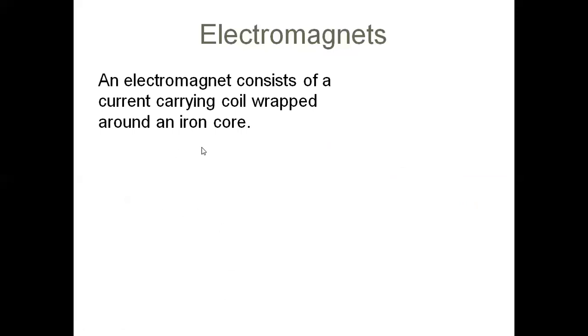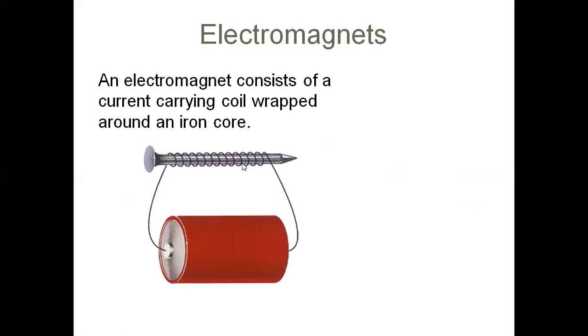An electromagnet consists of a current carrying coil wrapped around an iron core. So you can take a nail, wrap the wire around it and connect the two ends of the wire to the battery. You can see the coiling is opposite at the two ends. Then only we have two poles formed at the two ends.